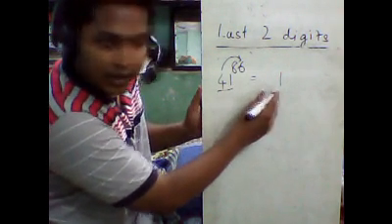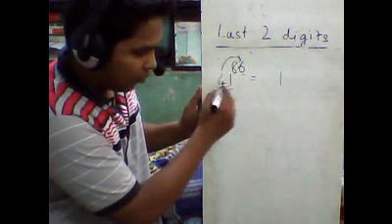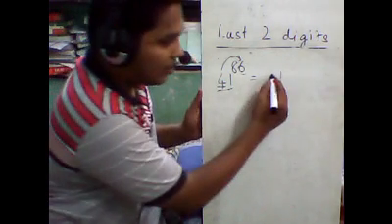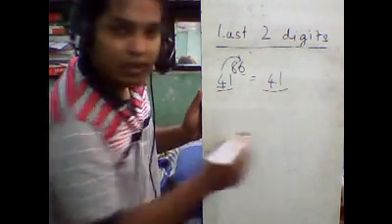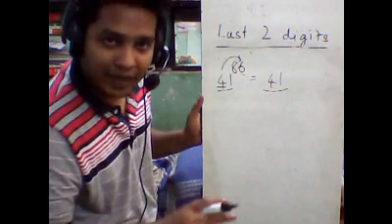1 is the last digit and the second last digit is obtained by multiplying 4 with 6. 4 into 6 is 24. The last digit is 1. The second last digit is 4. So the last two digits of 41 to the power of 86 are 41.